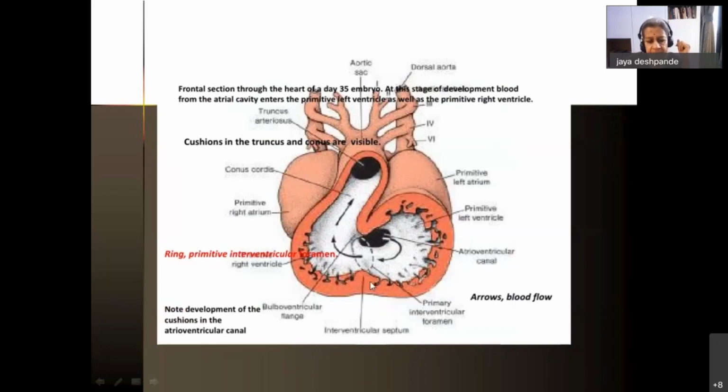Now, as growth happens, this part of the ventricular mass starts going out like this. Here also, this part starts going out like this, and they fuse together in the center to form the interventricular septum. So this will be the muscular interventricular septum formed due to the outgrowing bulge of the right ventricle and the outgrowing bulge of the primitive left ventricle.